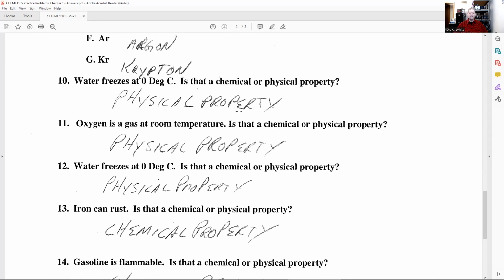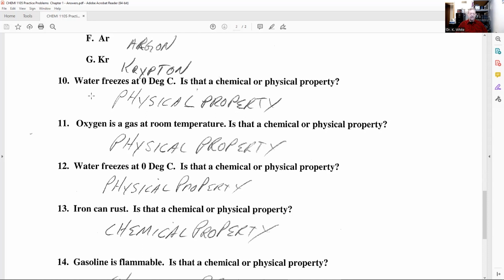Now, when we talk about physical and chemical properties, you should know, if I give you something, is it a physical or chemical property? A chemical property indicates how something will change its chemical structure. A physical property is how it changes its state of matter.